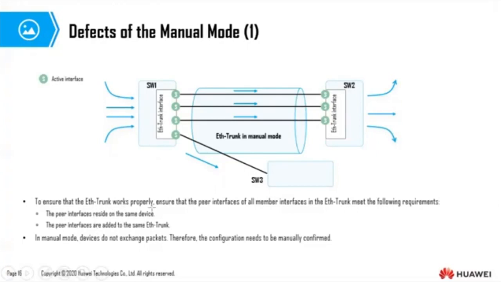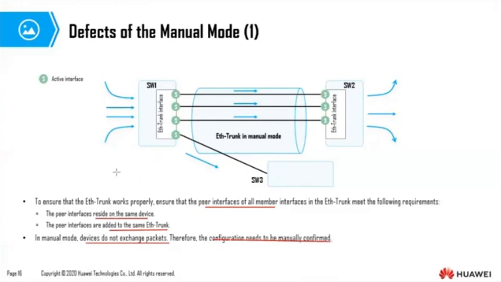So to ensure that Ethernet trunk works properly, ensure that the peer interfaces of all member interfaces in the Ethernet trunk meet the following requirements. Number one, peer interfaces must reside on the same device. Number two, peer interfaces are added on the same Ethernet trunk. So in manual mode, devices do not exchange LSCP packets. Therefore, configurations need to be manually confirmed.